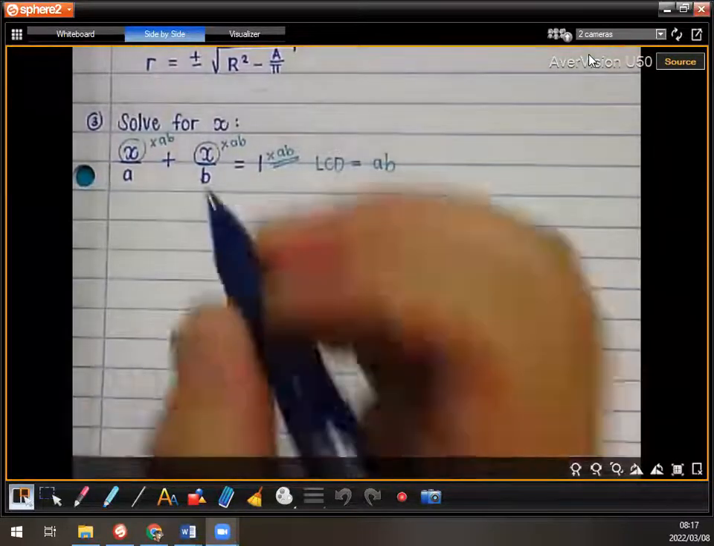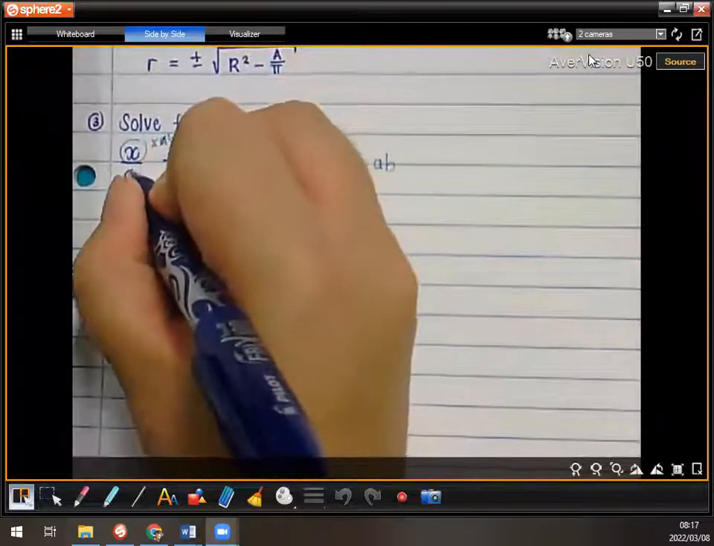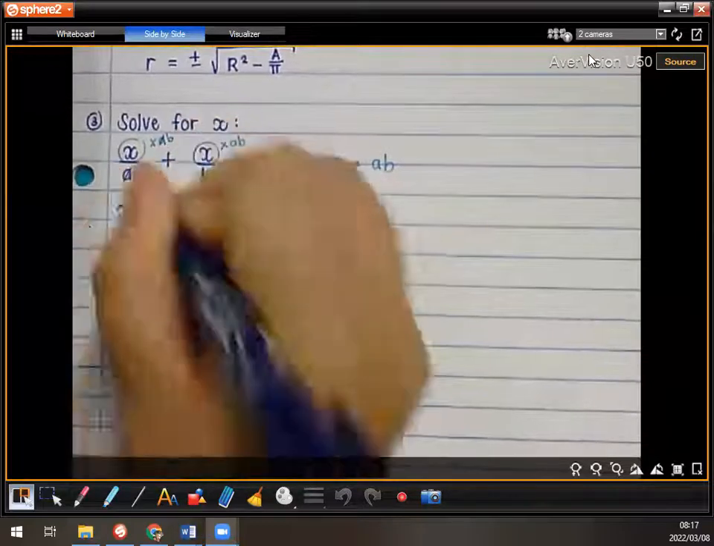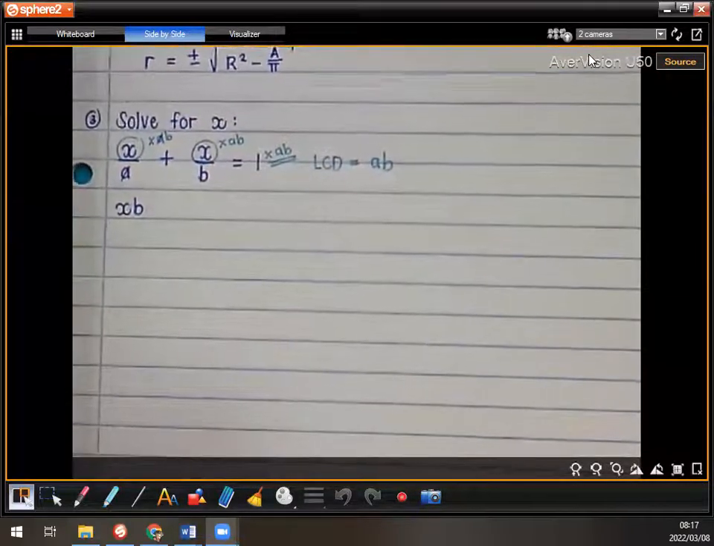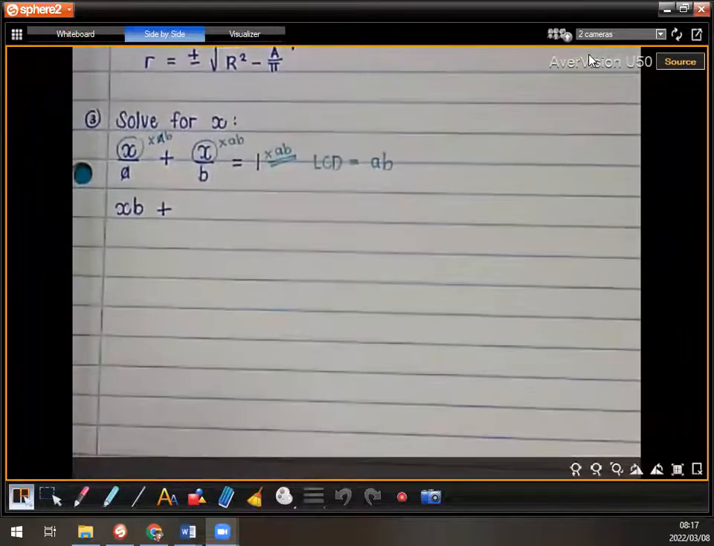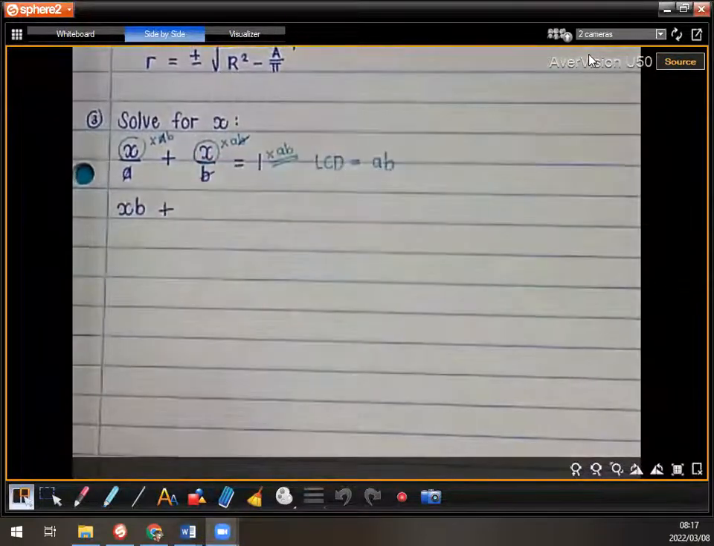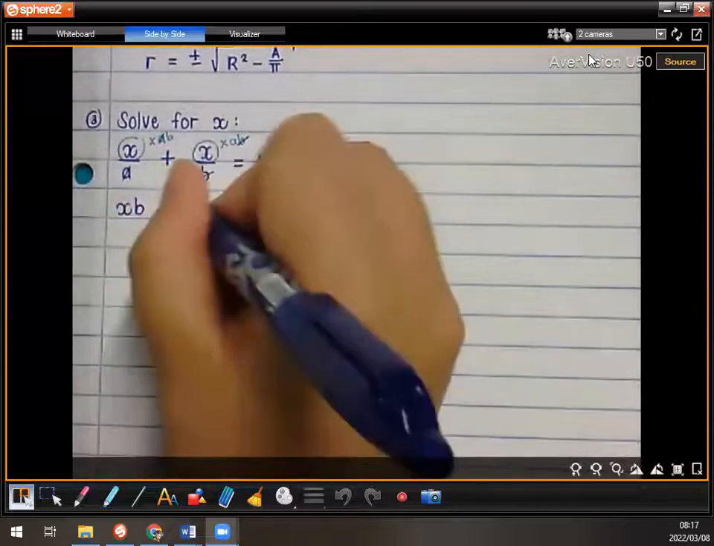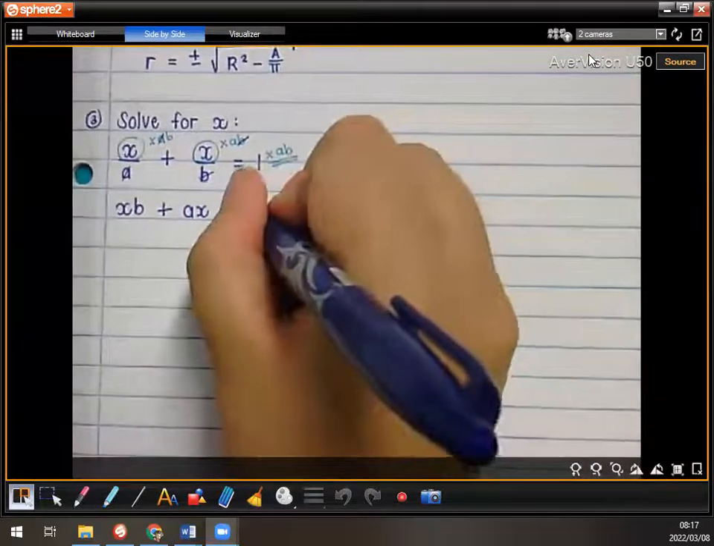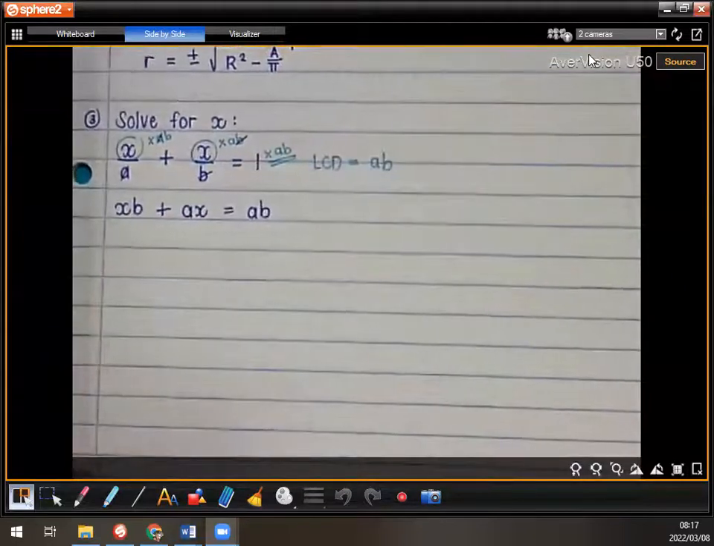Okay, once we've done that, we can see that for the first term, the A's are going to cancel out. So we're going to be left with XB or BX. Plus, from the second term, the B's are going to cancel out. So XA or AX. And on the other side, 1 times AB is just AB.